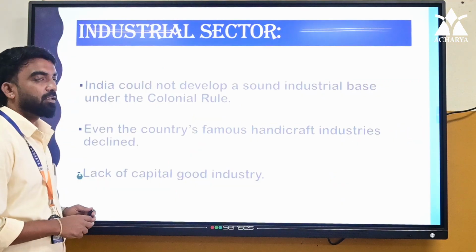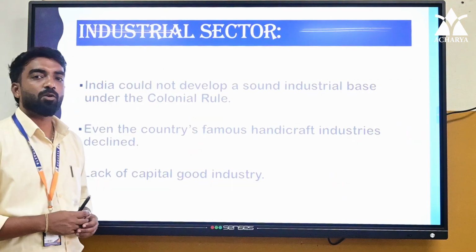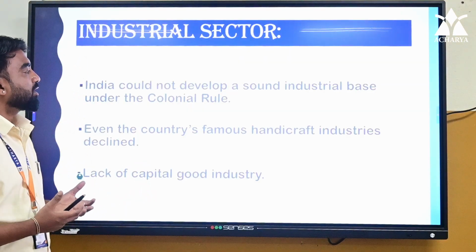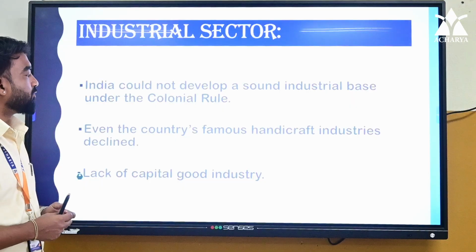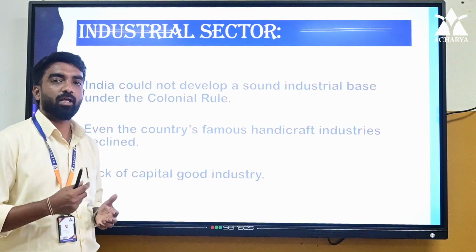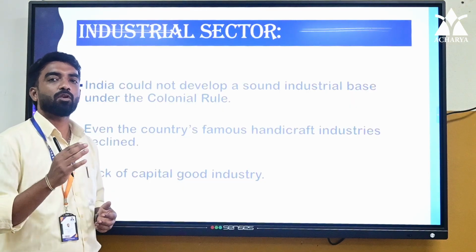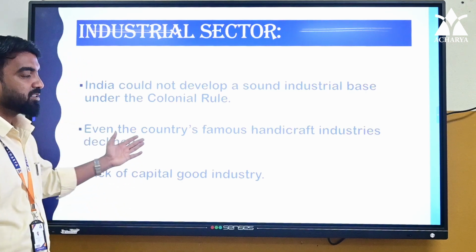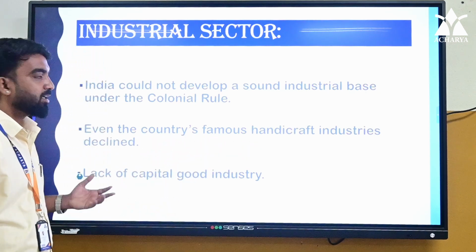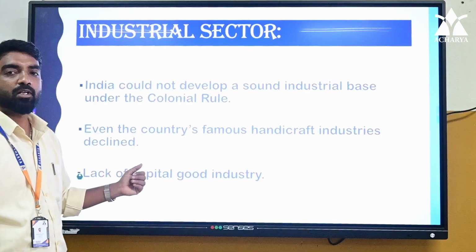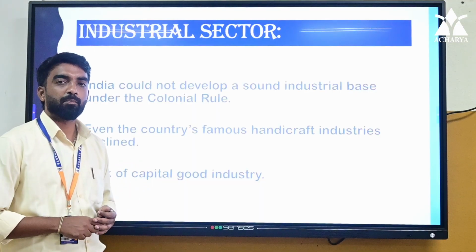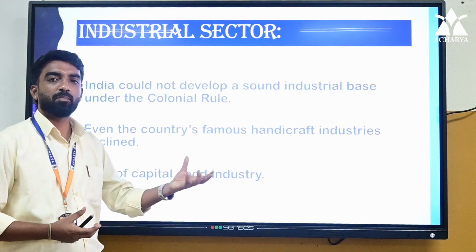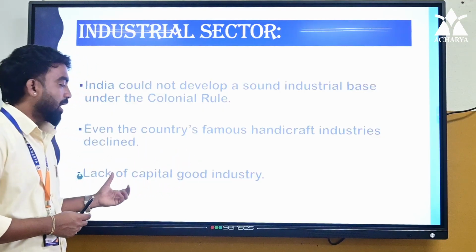Now the Indian industrial sector or handicraft sector could not grow or develop soundly under colonial rule. Why? Because they made India a net exporter of raw materials and importer of finished goods. Even the country's famous handicraft industries declined. Lack of capital good industry. What is the meaning of capital good? A good which is used to produce another good. For example, machineries. These are capital goods.